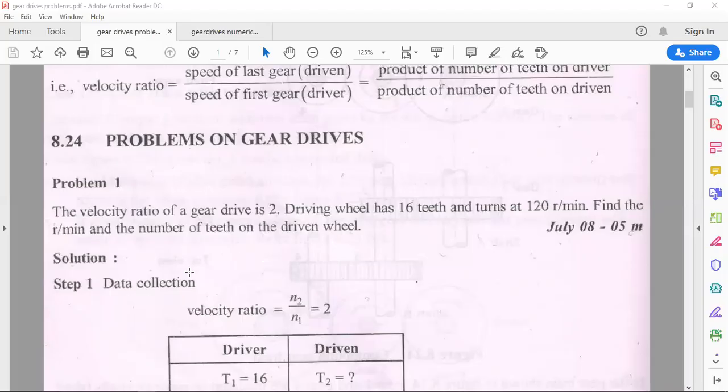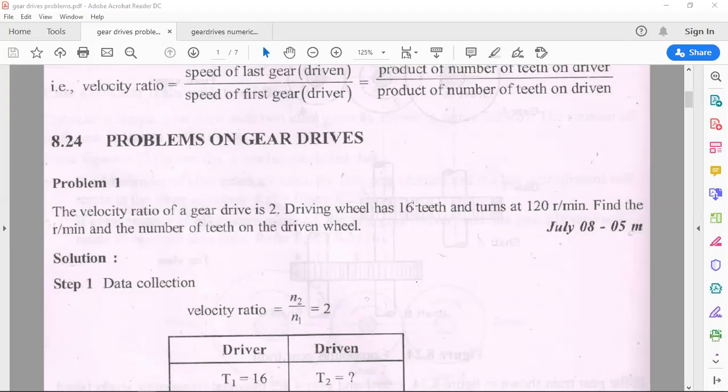So the data given is the velocity ratio of the gear drive, which you know is the speed of the driven divided by the speed of the driver. With reference to the driver, which is n1, and the driven, which is n2, the speed of the driver is n1 and the speed of the driven is n2. So the velocity ratio you can write in the form of n2 by n1, that is given as 2.